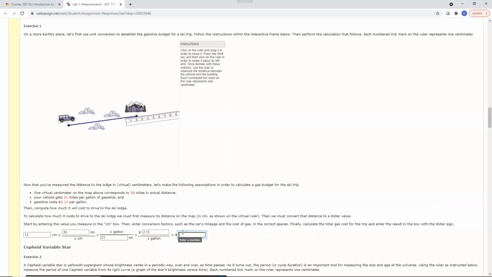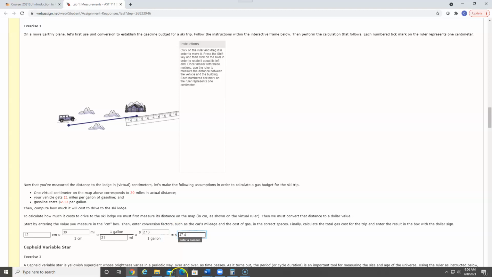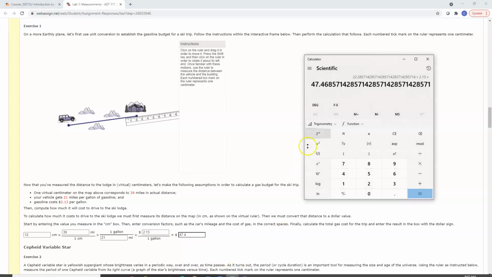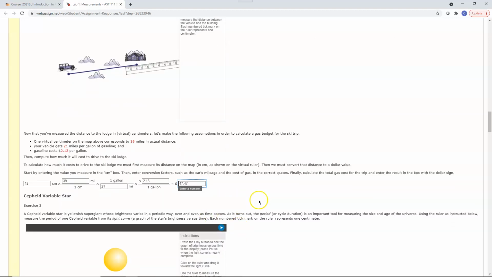I'm going to put in 47.4, what was that number again? 468. How about $47.47? Because it wants us to round that. So that should be our answer for that first section.